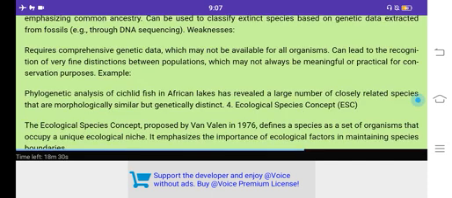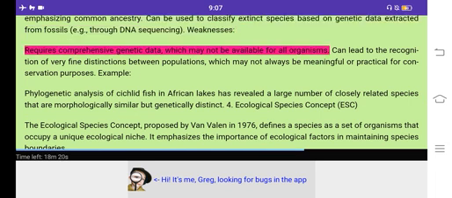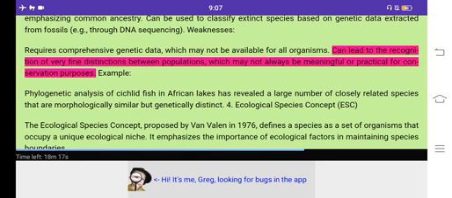Strengths. Can be applied to both sexual and asexual organisms. Useful for identifying species in evolutionary terms, emphasizing common ancestry. Can be used to classify extinct species based on genetic data extracted from fossils, e.g., through DNA sequencing. Weaknesses. Requires comprehensive genetic data, which may not be available for all organisms. Can lead to the recognition of very fine distinctions between populations, which may not always be meaningful or practical for conservation purposes.